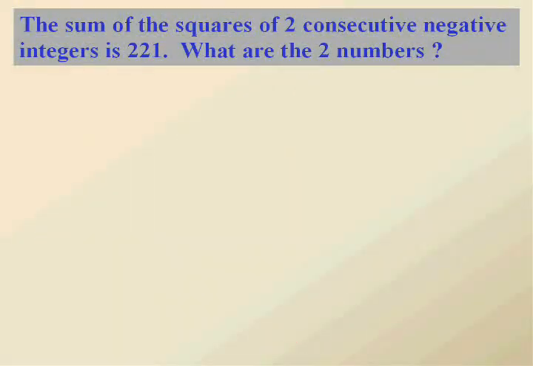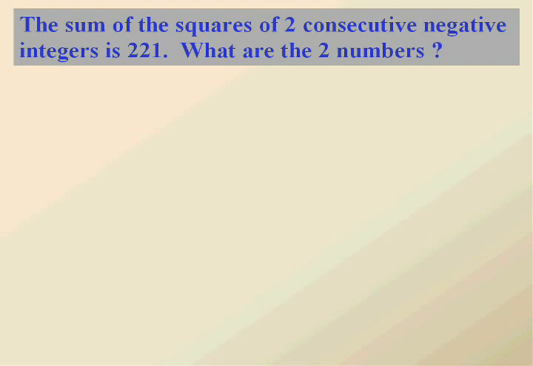Think you'll come again. Let's try another. This one's going to be a little bit more challenging as far as interpretation. The sum of the squares of two consecutive negative integers, that's a lot of words, is 221. And they want to know the two numbers.